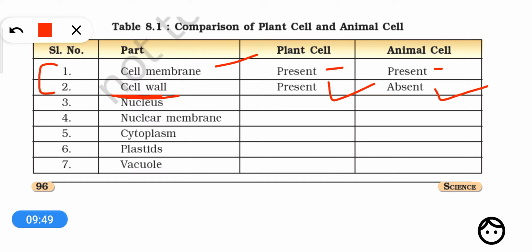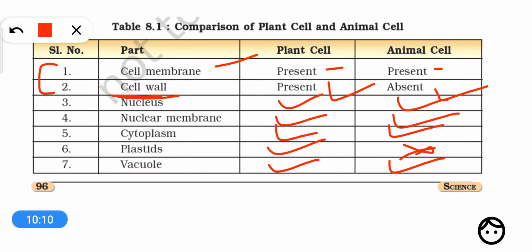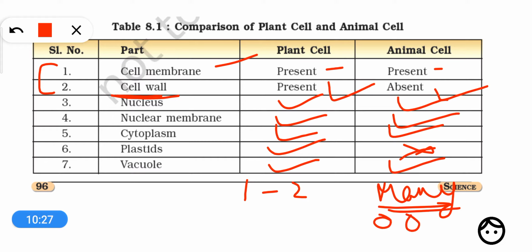Nucleus is also present in both cells. Nuclear membrane is also present in both cells. Cytoplasm in both cells. But what about plastids? Plastids are found only in plant cell but not in an animal cell, right? Vacuoles are present in both plant and animal cell. In plant cell, the vacuoles are generally very large and only one or two. But in animal cell, the vacuoles are many, more in number, but they are very small. But the vacuoles of plant cells are very large, right?